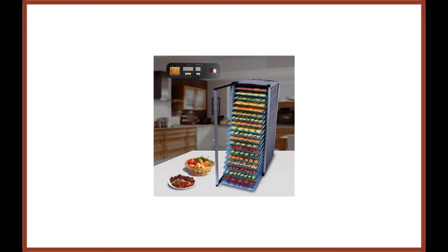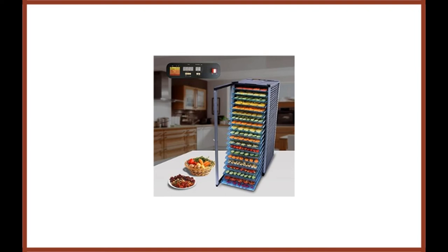Smith & Oliver Professional Series Digital Food Dehydrator. First on our list is the Smith & Oliver Professional Series Digital Food Dehydrator, probably the best food dehydrator you will find on the market. While this food dehydrator is a little pricey, it is important to take note of the many useful features that you get when you opt for this device.